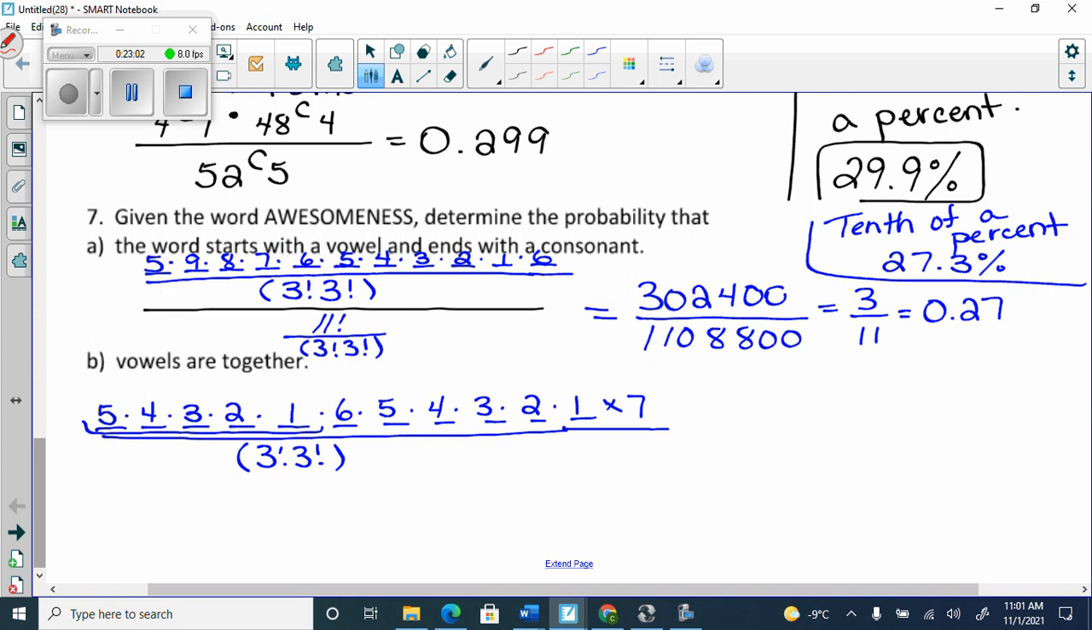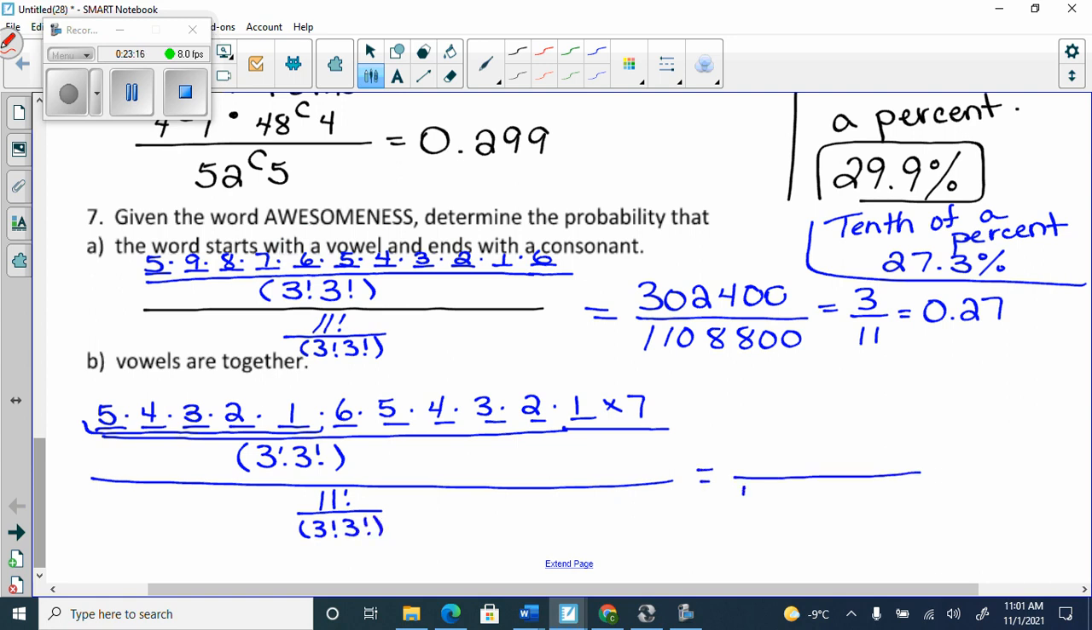And the bottom is total no restrictions. The bottom of every single one of these probability questions, no matter what I ask about this awesomeness question, is total no restrictions. So I would have 11 factorial divided by 3 factorial, 3 factorial. So the bottom of this is going to be 1,108,800. Every single question, because it's total no restrictions.